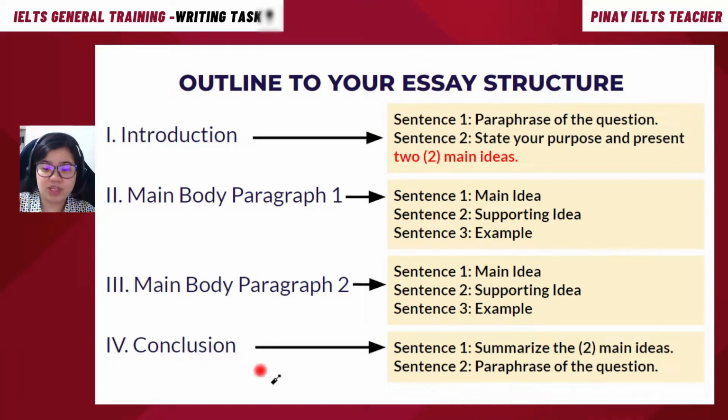Now, for your conclusion, it's actually very easy. The conclusion, if you notice, is a lot like your introduction. The only difference is you changed their position. For the conclusion, you always start with the summary. So if you notice in your introduction, you start with the paraphrase and then you go to presenting the two main ideas. For the conclusion, you summarize the two main ideas. That's your first sentence. And then for your second sentence, you close it off with going back to the original question.